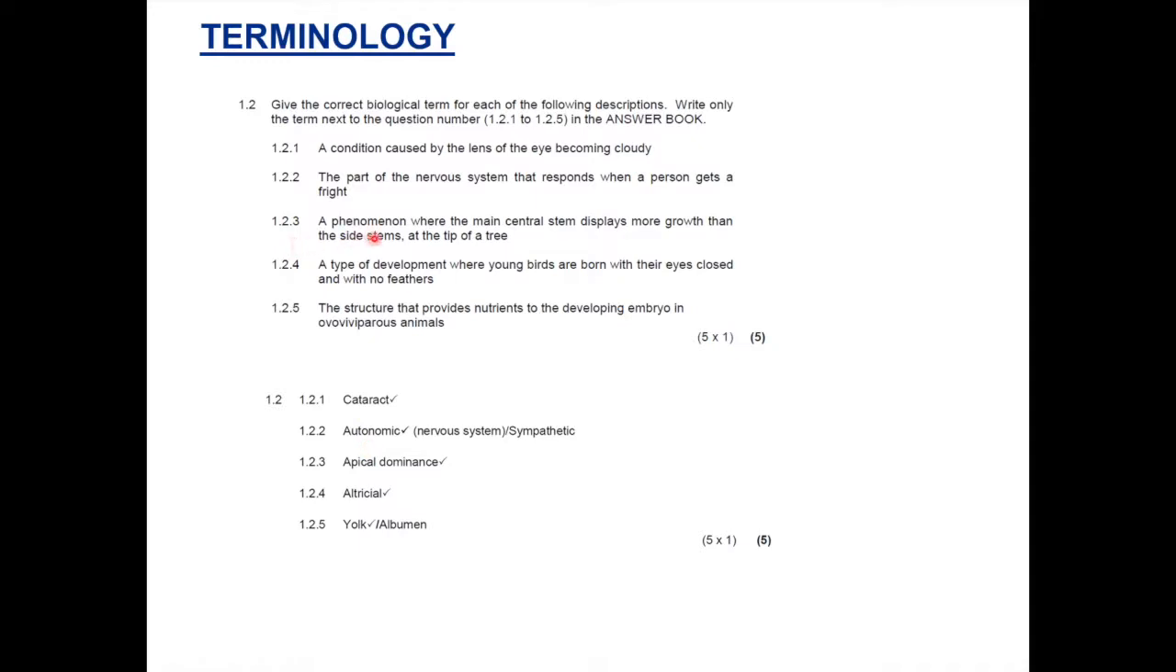1.2.3. The phenomenon where the main central stem displays more growth than the side stems at the tip of a tree. That we know is apical dominance. 1.2.4. The type of development where young birds are born with their eyes closed and with no feathers. That we know is altricial. 1.2.5. The structure that provides nutrients to the developing embryo in ovoviviparous animals. That we know is the yolk, or they would have accepted albumin as well.